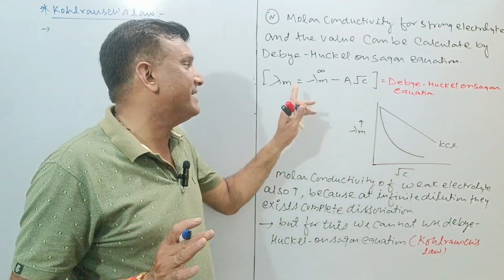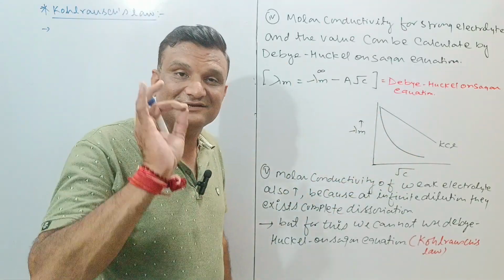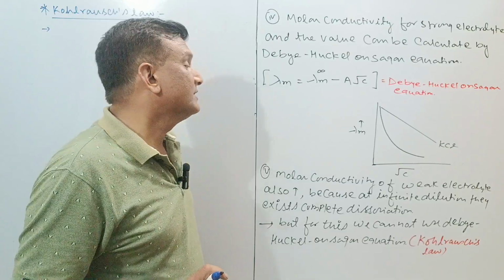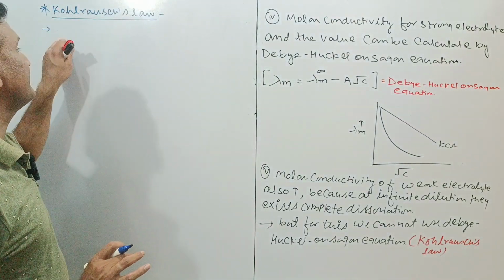और उसको आप डिबाय हकल ऑन सागर इक्वेशन से कैलकुलेट नहीं कर सकते. दिस इज द मोस्ट इंपॉर्टेंट थिंग. सो फॉर दिस इट विल यूज ऑफ कॉलराउस लॉ.